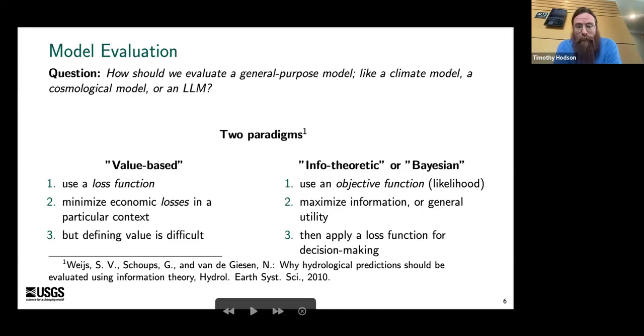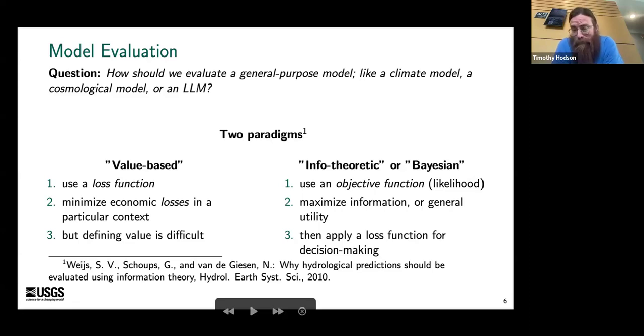There are two paradigms. The first, we use a loss function for minimizing economic losses in a particular context, right? That's the Nash-Sutcliffe justification. But with these general models in particular, it's almost impossible to define value in a meaningful way. People have conflicting values. How do you measure the values of 1 billion people and somehow incorporate that into a model? So the alternative paradigm is the information theoretic or the Bayesian.